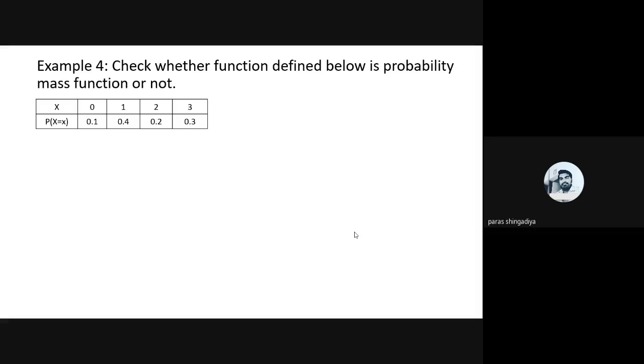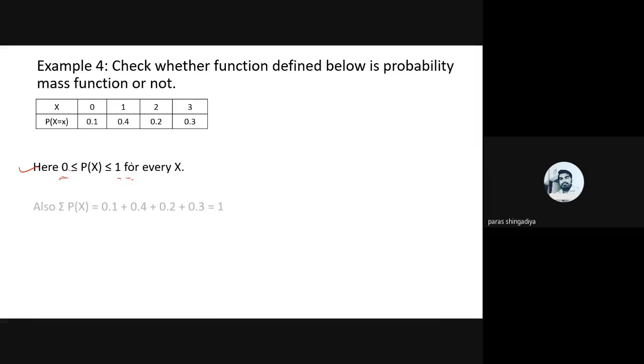Okay, it is simple. Your distribution is directly given there. So just directly apply both the conditions. So first check all the values should be in between 0 to 1. So 0.1, 0.4, 0.2, 0.3, it is easy to verify. The first condition: सभी वैल्यू जो है probability की, it is in between 0 to 1.